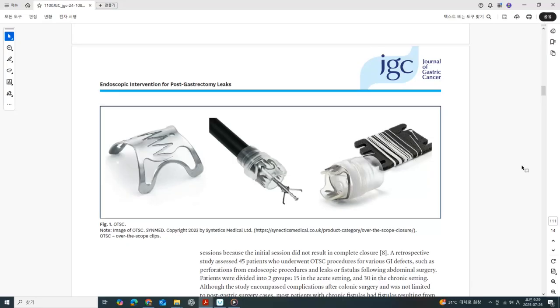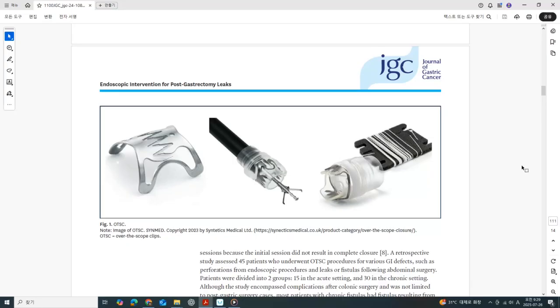Are there downsides or things to watch out for with clips? Definitely. One key thing is that OTSCs, those over-the-scope clips, don't work nearly as well for chronic leaks. Success rates drop to maybe around 37%. Oh, wow, compared to acute. Yeah, for acute, fresh leaks, they can be close to 100% successful. The problem with chronic leaks is the tissue gets fibrotic, scarred, and really tough. The clip just can't grab and hold it as effectively. That makes sense. Scar tissue is harder to work with.